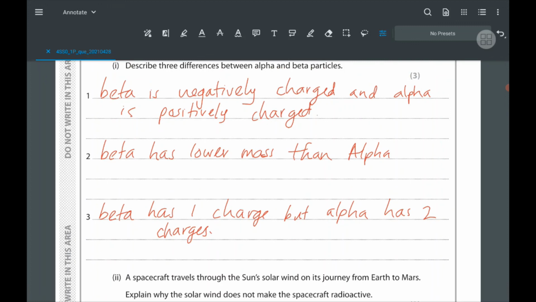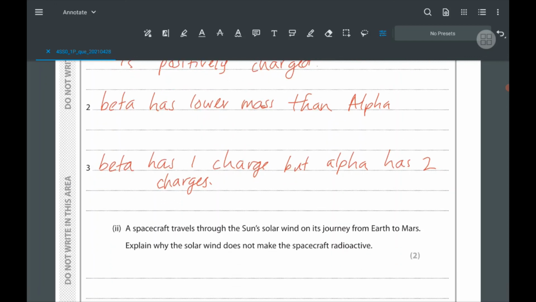They have only asked for 3, but if we are going to talk more, we can say beta is an electron and alpha is 2 protons and 2 neutrons, the structure. Then you can say beta is less ionizing than alpha, and also beta has a longer range in air than alpha, and beta has a higher penetration power than alpha as well.